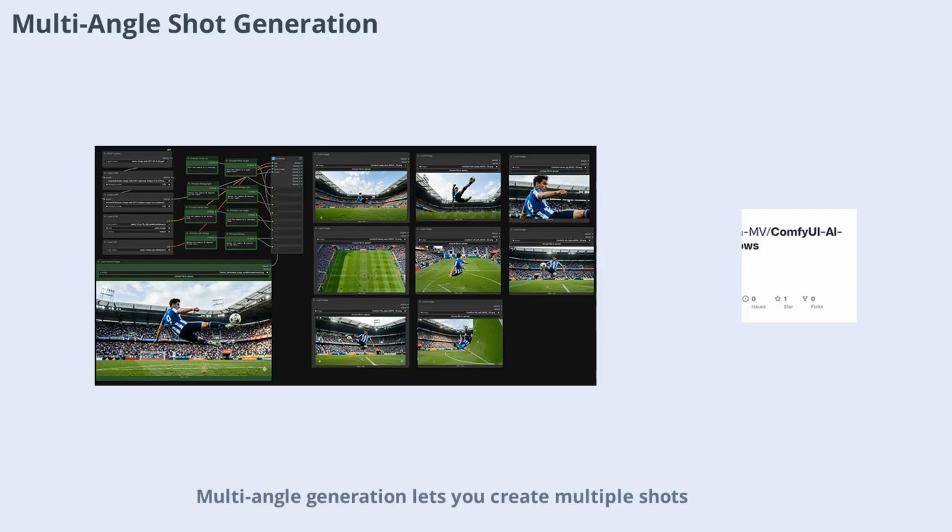Once you have a strong image, the next step is to change how the scene is viewed. Multi-angle generation lets you create multiple shots of the same scene from different camera perspectives while keeping the character, environment, and style consistent. Using Qwen Image Edit LoRa, you can rotate the viewpoint, shift camera positions, and generate different shot types, all from a single base image. This is real-time storyboarding with AI, giving you unprecedented creative flexibility.